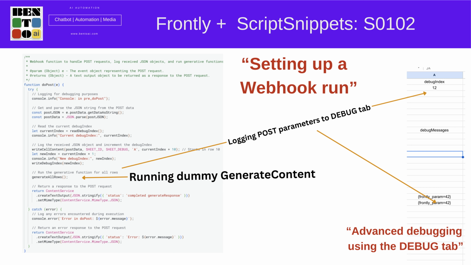But what happens if things don't go as planned? doPost doesn't just shrug and move on. It makes a note of the error and sends a message back explaining the hiccup. This isn't just about being polite, it's also about making sure we can fix any problems for the next time.